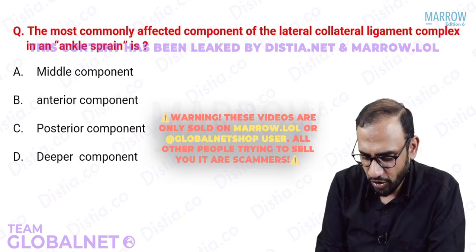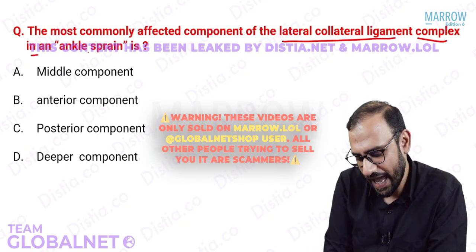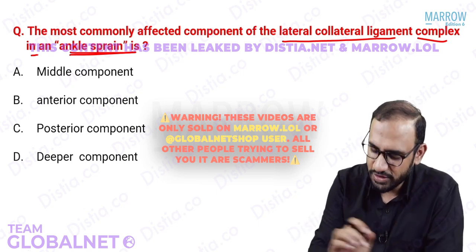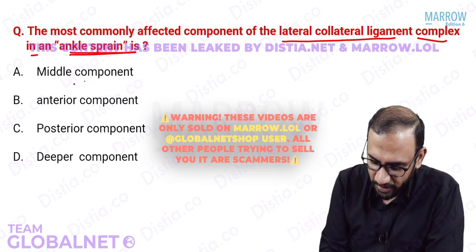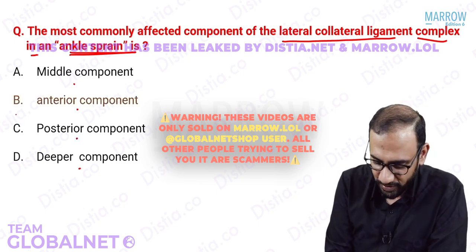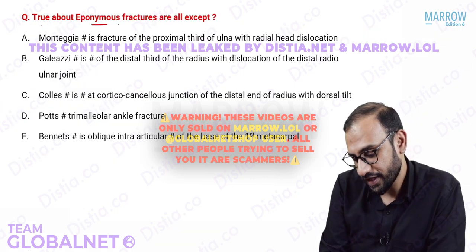Next, the most commonly affected component of the lateral collateral ligament complex in an ankle sprain is. In an ankle sprain, among the lateral collateral ligaments, which is the most commonly injured? Middle component, anterior component, posterior component, deeper component. Answer is anterior talofibular, so anterior component.